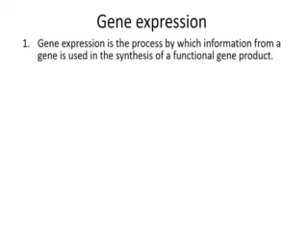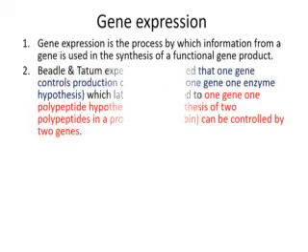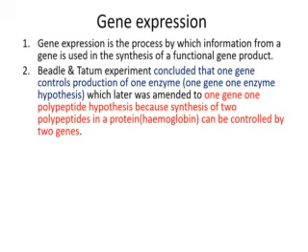Gene expression is a process by which information from a gene is used to synthesize a functional gene product. Meaning to say, the gene on your DNA is being used to synthesize a product. It's normally a protein product, such as enzymes. Your enzymes are proteins. So the Beadle and Tatum experiment concluded that one gene controls production of one enzyme. This hypothesis is known as the one gene, one enzyme hypothesis.